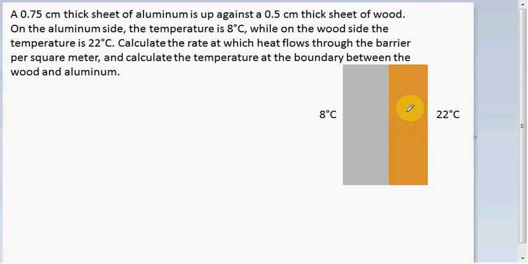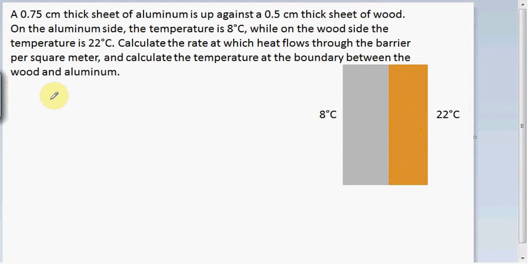is 22 degrees Celsius. And we're going to calculate a couple of things here. We're going to calculate, first of all, the rate at which heat flows through this combination of materials. Actually, the amount of heat per square meter. And then we're going to calculate the temperature at the boundary. In other words, right here at the boundary of the aluminum and the wood, what the temperature is. Presumably, it's going to be somewhere between 8 degrees Celsius and 22 degrees Celsius, but we'll find out what that is.